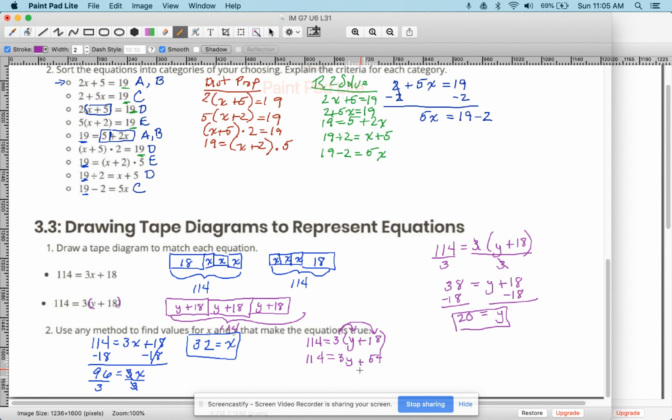So now I would have to get rid of my 54 by subtracting it. Whatever I do to that side, I have to do to this side. And again, over here, I would have 114 minus 54 is 60 equals 3 times y. 54 minus 54 is 0. Then I have the 3 with the y. It's being multiplied, so I would have to divide. Whatever I do to that side, I do to this side. So I have 20 equals y. So either way, you're going to get the same answer. If you start by dividing, you're kind of eliminating a few more steps.